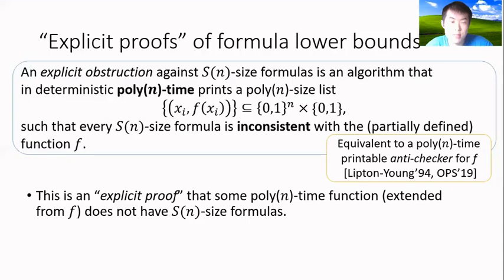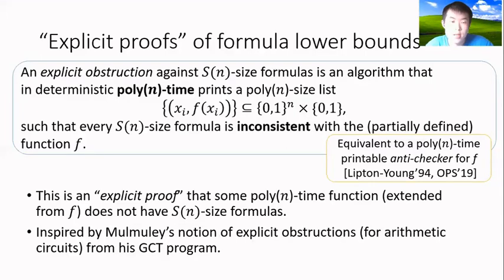This can be seen as an explicit proof that some poly n time function does not have S of n size formulas. This is inspired by Mulmuley's notion of explicit obstructions from his GCT program. He argues that in order to prove strong lower bounds, we should try to find explicit obstructions against small circuits.